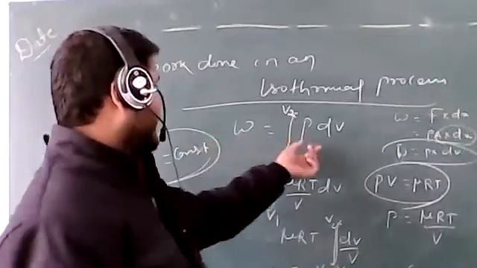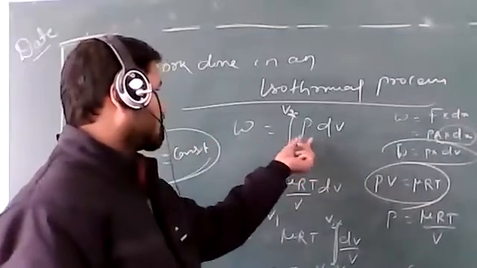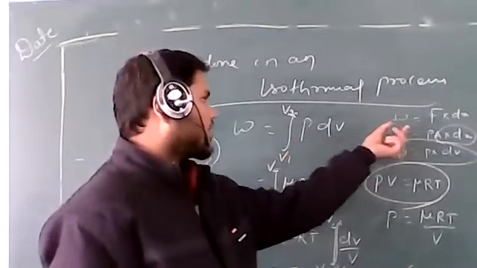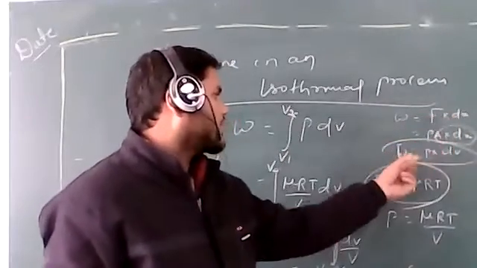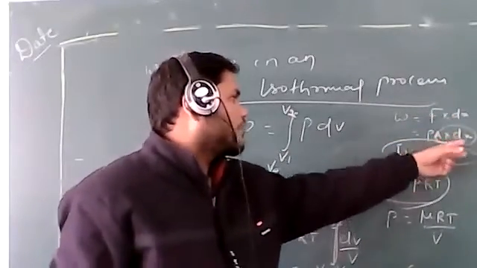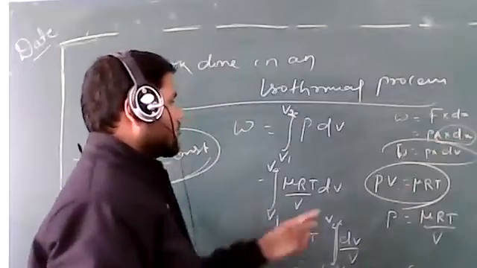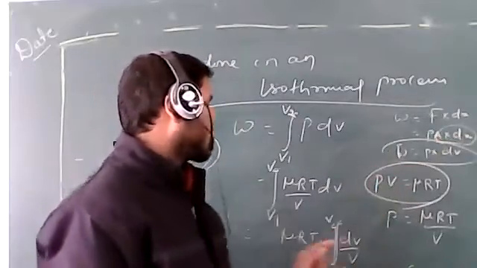I'm telling again, W equals PdV. Where are we getting PdV from? W equals F into dx, and F is P into A, so W equals P into A into dx, which is dV. So W equals PdV.